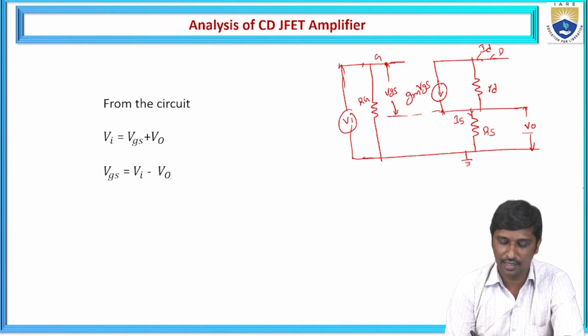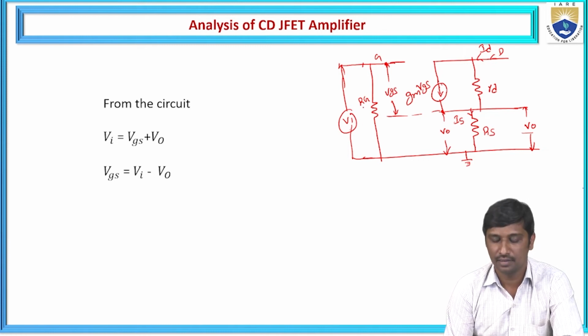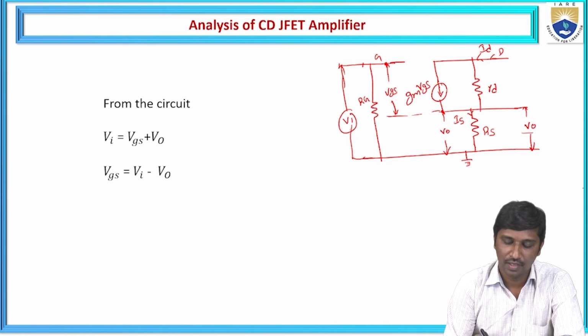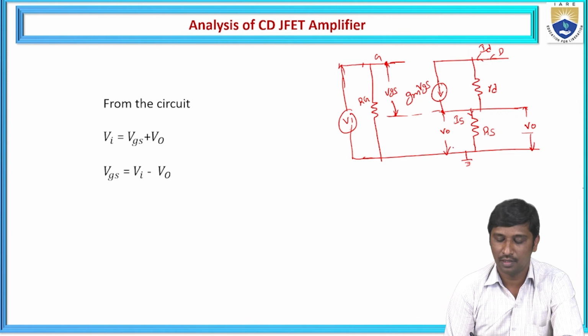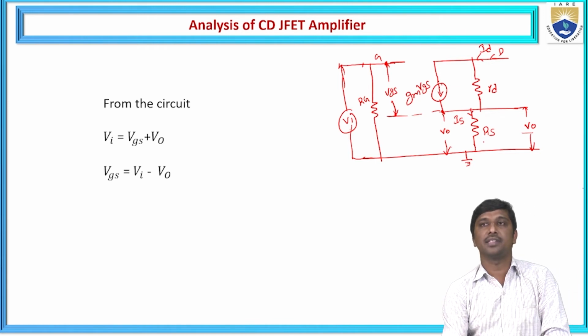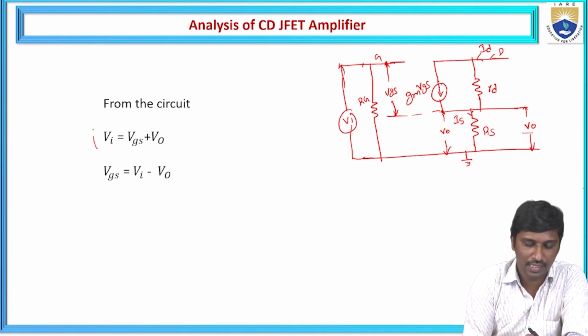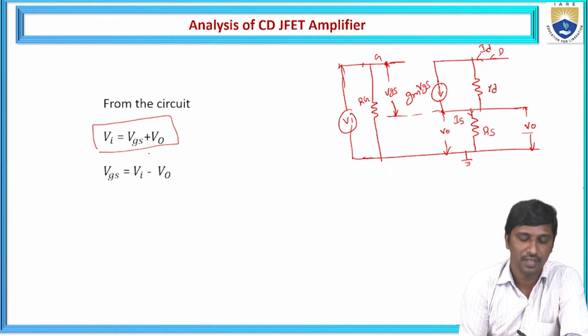So hence, can I rewrite this? For parallel, the voltage is the same. So hence, if you apply the KVL at this input side, the input voltage VI is represented as the summation of the potential difference between gate and the source, along with the voltage drop across this source resistance or load resistance, that is RS. Hence, from this circuit, I represent this as VI is equal to the summation of VGS plus V0.